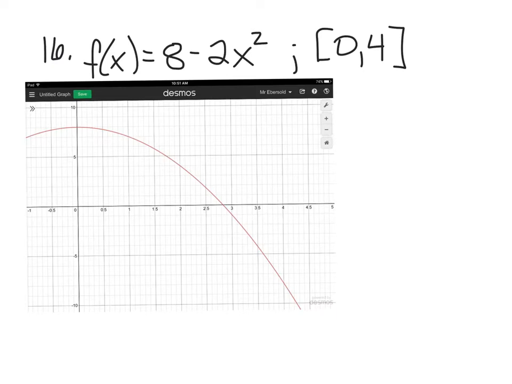It says sketch the function on the given interval. Okay, so here's from 0 to 4. I made it a little bit bigger, and I'm going to draw the rectangles on here. So there's part A. Part B says approximate the net area bounded by the graph of f and the x-axis on the interval using a left, right, and midpoint Riemann sum with n equals 4.